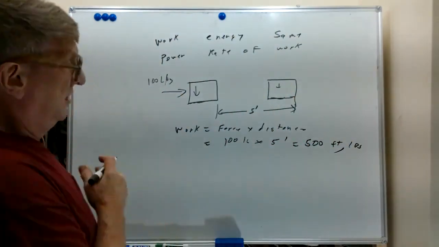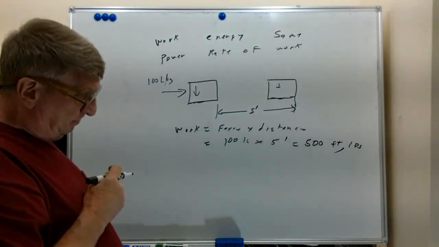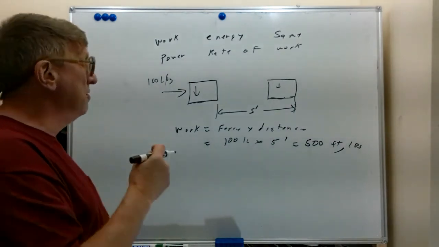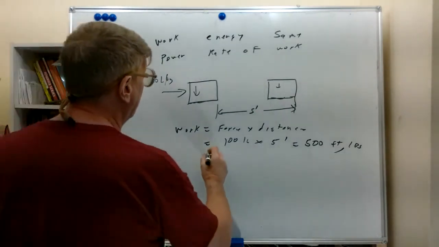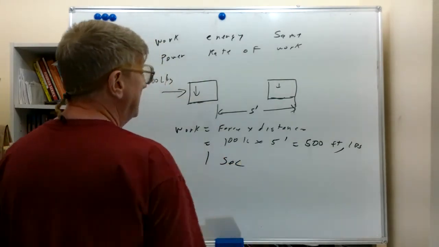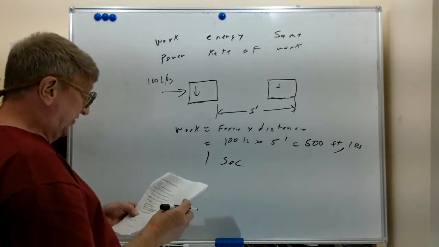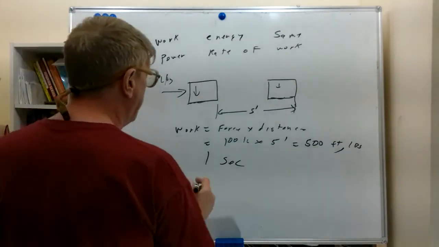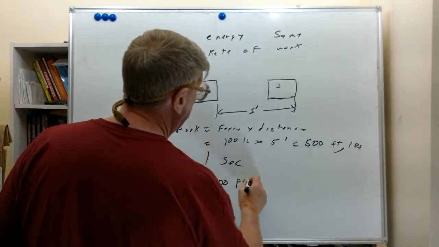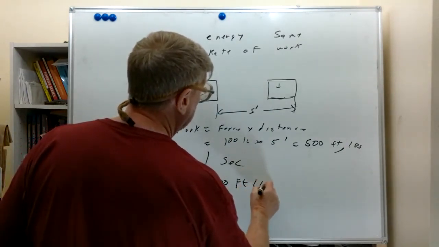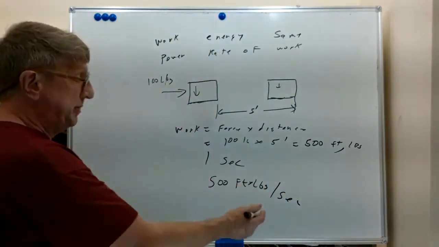Now, that's how much work we did moving that load. The power is related to how fast we moved that load. If it took us 1 second, then we would have been producing energy, doing work at the rate of 500 foot-pounds per second. Feet times pounds divided by seconds.